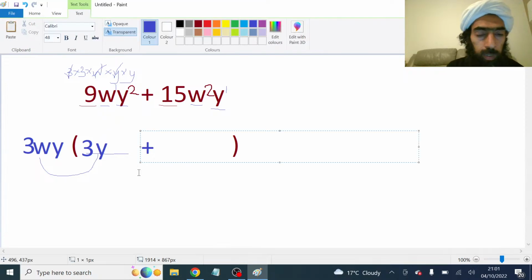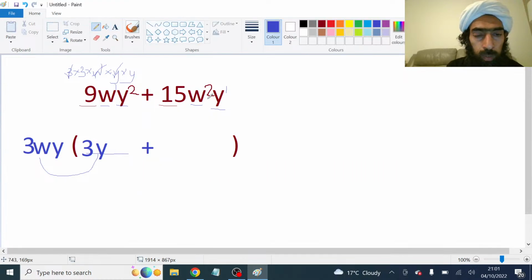Similar technique on the next bit. We can use 15w squared y, split that up, that's 15 times w times w times y. Hopefully you're comfortable that that's just another way of writing it out in long fashion. And again the 15, we can write as 3 times 5. Now let's have a look at what we've got on the outside: the 3, the w, and the y. So what's left to times here? We've got 5 times w.